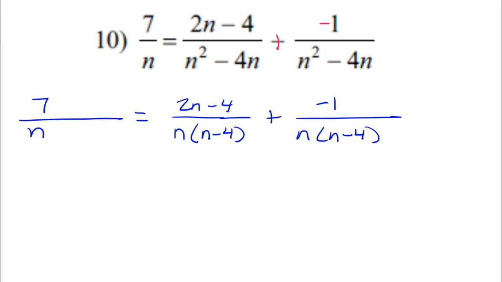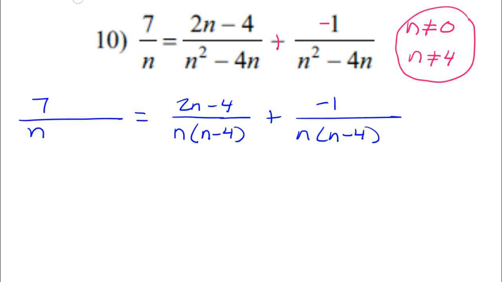So let's make the denominators the same. But hey, first let's say the excluded values. Because of the n, n cannot equal 0, can't divide by 0. Because of the n minus 4, n cannot equal positive 4. So these are my excluded values.